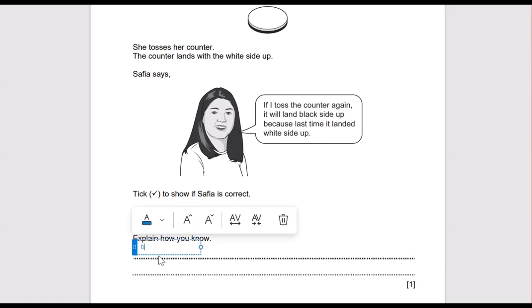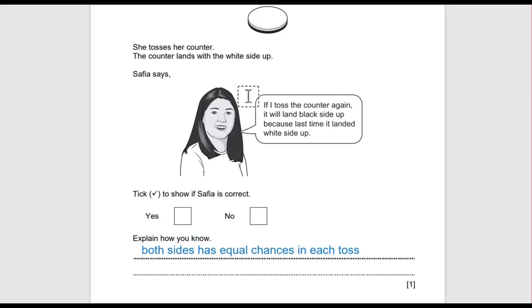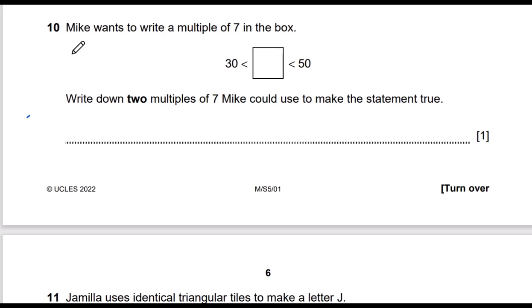I type here both sides, make it bigger. Both sides have equal chances in each toss. Okay, that will be the answer. So this will be a no here. No, okay.